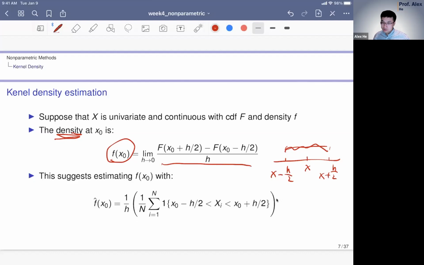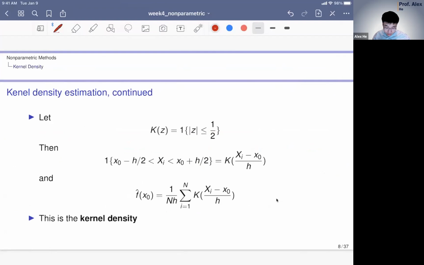And then the way you would calculate that is, for this numerator, it's the probability of x being within this region. So you just count the number of your observations that are in that region, and then divide by the total number of observations, and that gives you the probability, and then divide by h. And then you do some transformation.